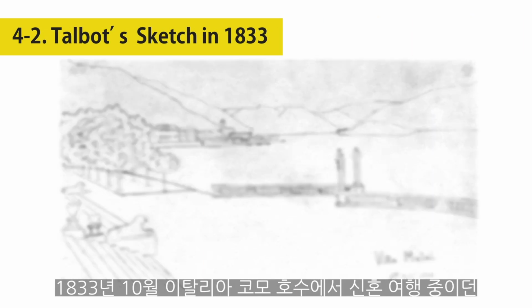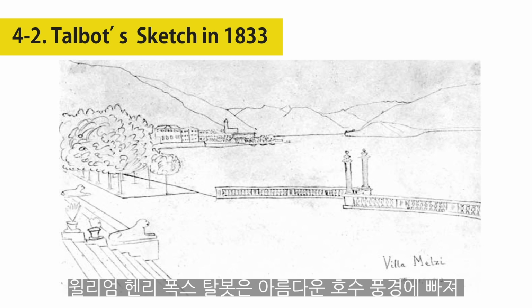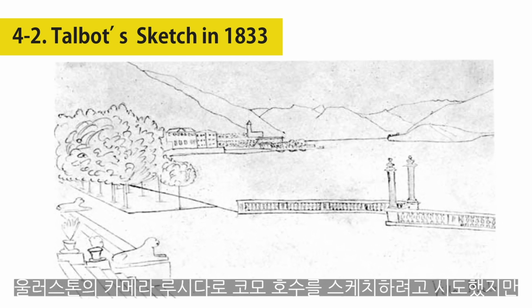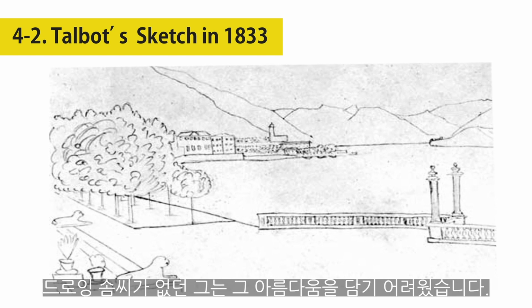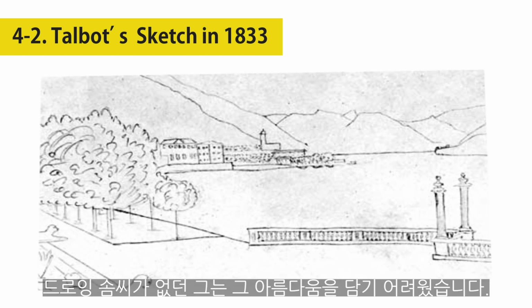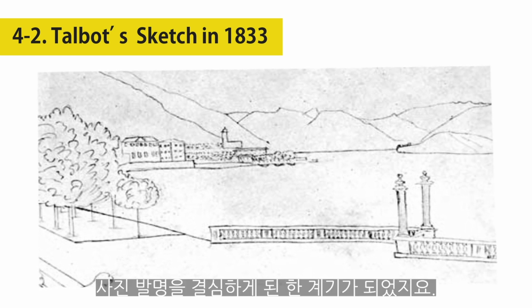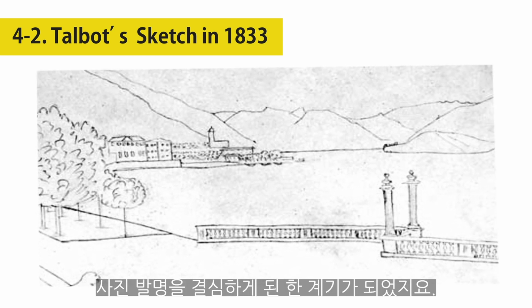William Henry Fox Talbot, on his honeymoon at Lake Como in Italy in October 1833, tried to sketch Lake Como by means of Wollaston's camera lucida, but, after various fruitless attempts, came to the conclusion that the instrument demanded some knowledge of drawing which he did not possess. This event led him to invent photography, in 1839.